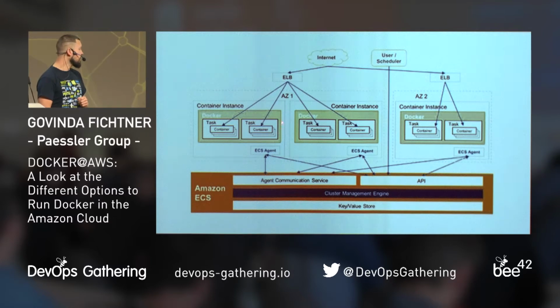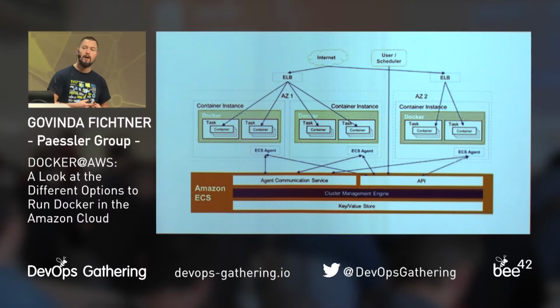ECS is responsible for placing and scheduling containers on these different instances. You can create your own AMIs, so you don't have to use the AMIs provided by AWS to create these instances. You can create your own AMIs, and then you just have to install the ECS agent on them. What's also important is that you only pay for the running instances. The service, ECS itself, is completely free. You pay for the instances which are your worker nodes in this architecture.